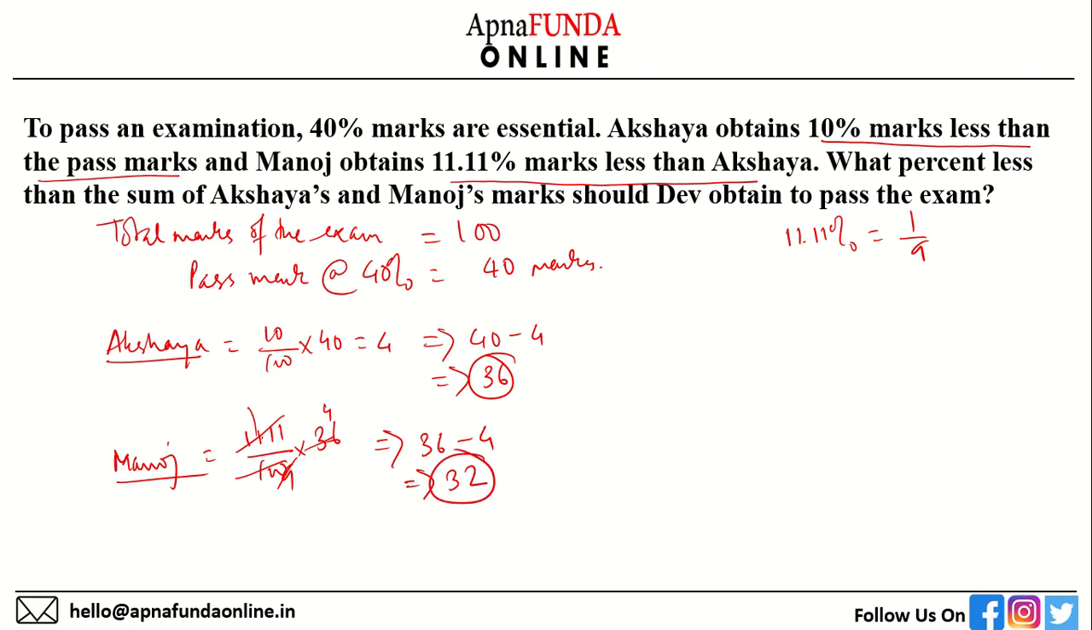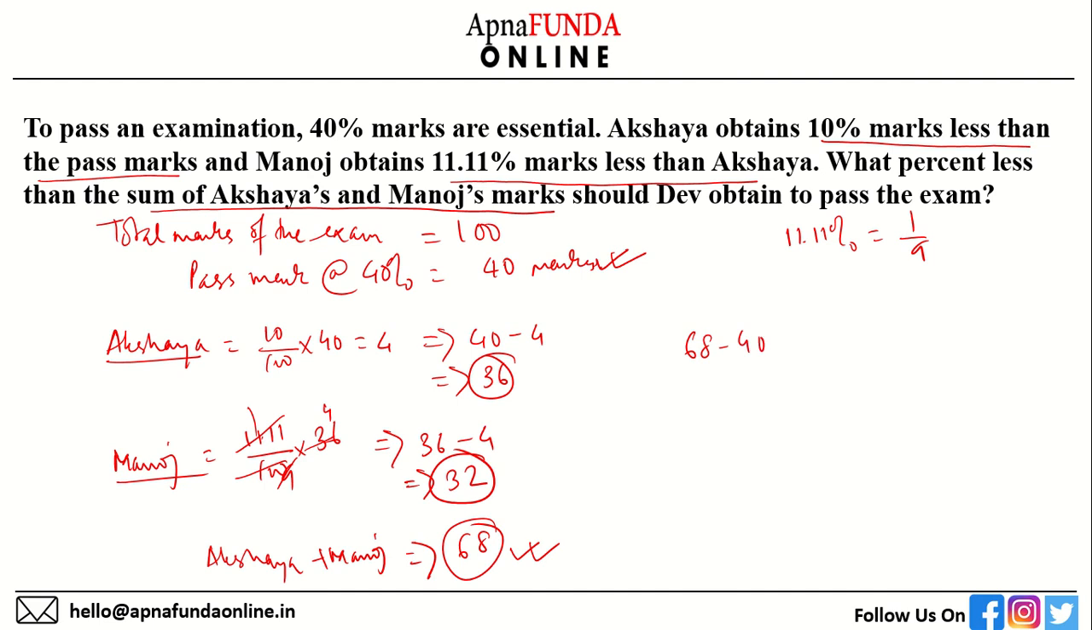Now, Akshay plus Manoj, the sum of their marks is equal to 68. I hope you're able to follow. The sum of Akshay's and Manoj's marks is 68. What percent less than the sum of Akshay's and Manoj's marks should Dev obtain to pass the exam? So the passing marks is 40. Akshay and Manoj is 68. So what percent less will become 68 minus 40?